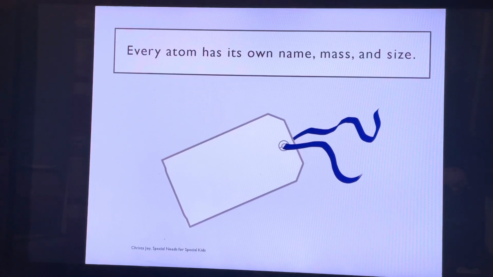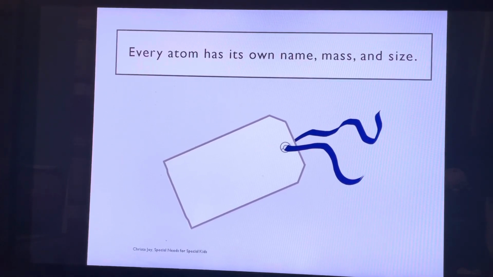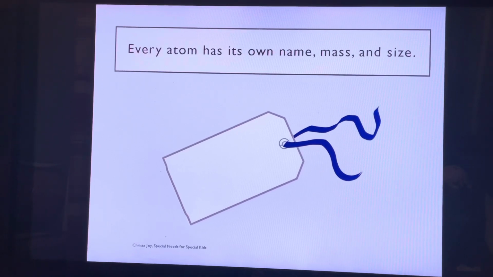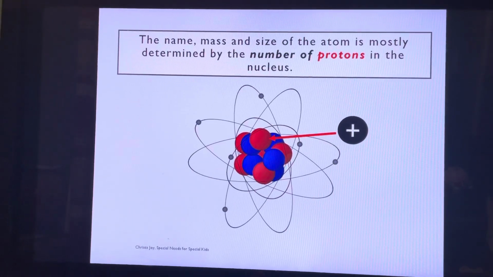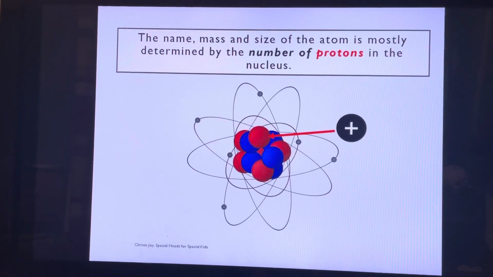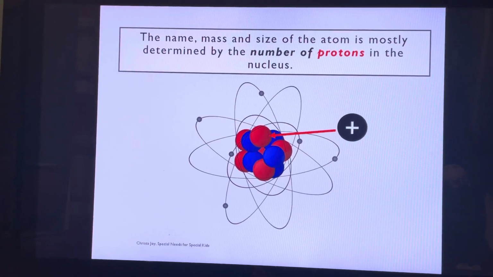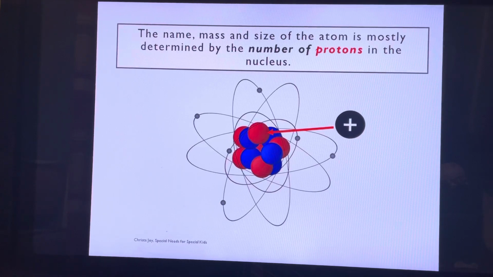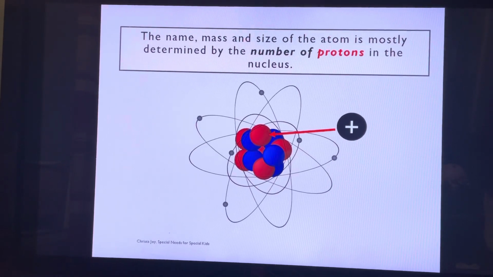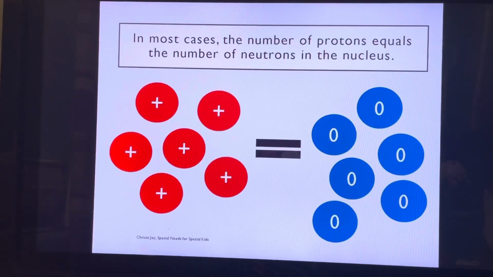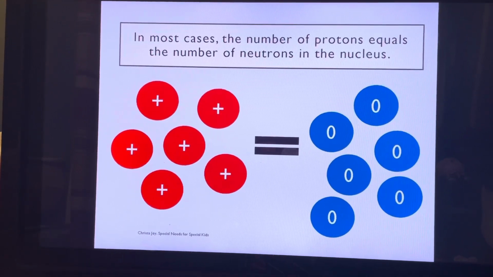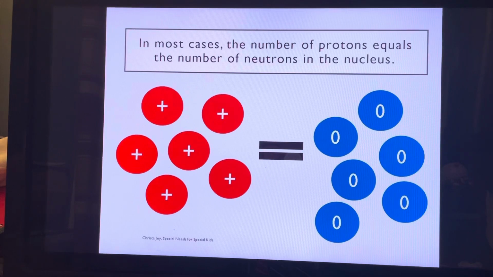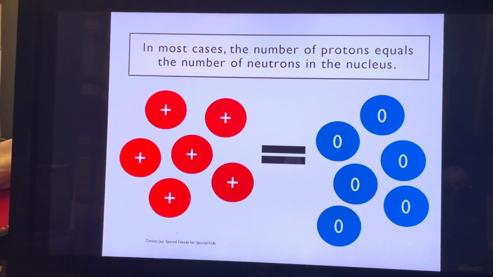Every atom has its own name, mass, and size. The name, mass, and size of the atom is mostly determined by the number of protons in the nucleus. In most cases, the number of protons equals the number of neutrons in the nucleus.